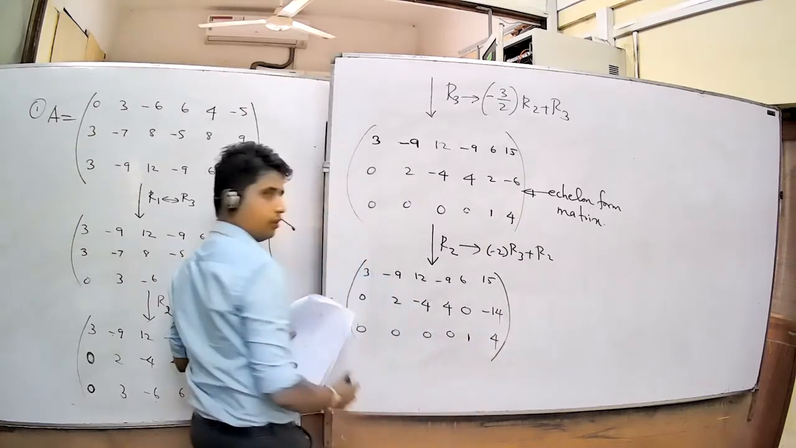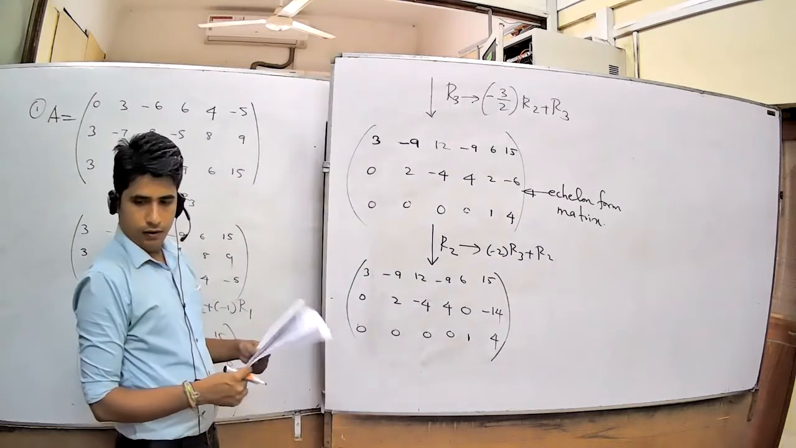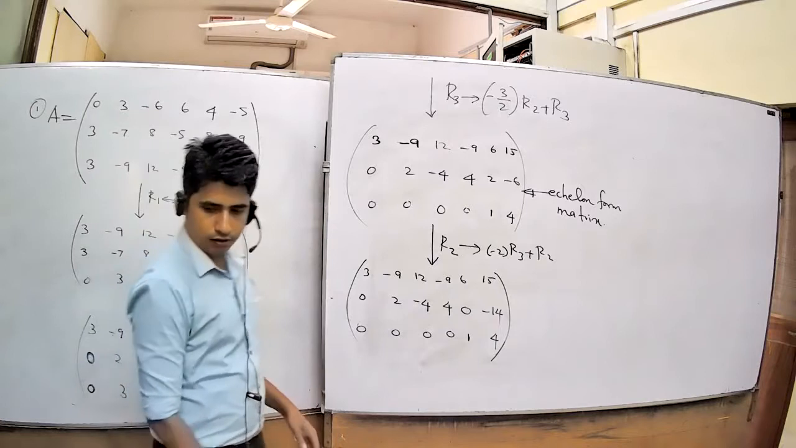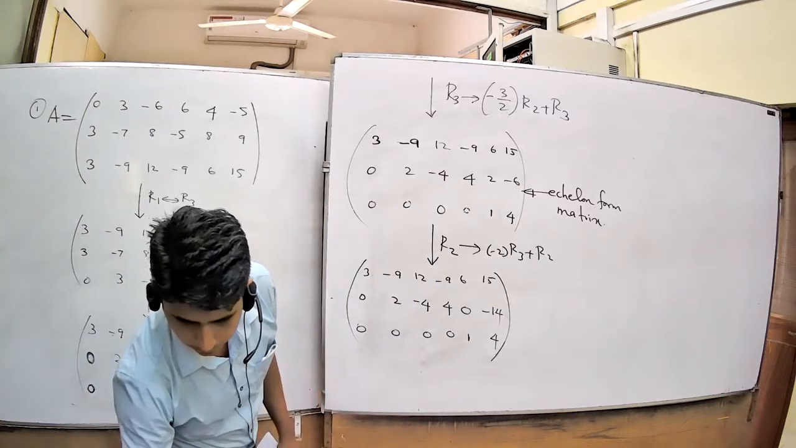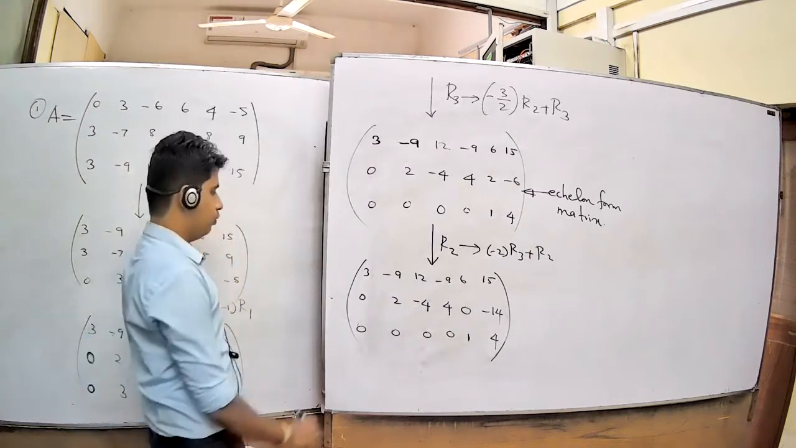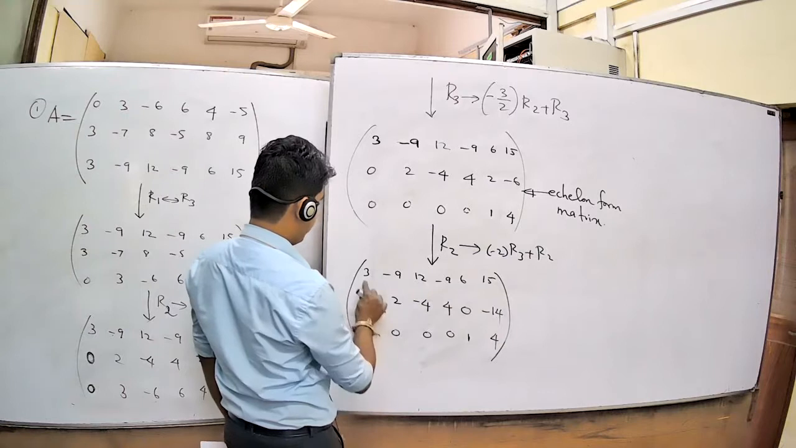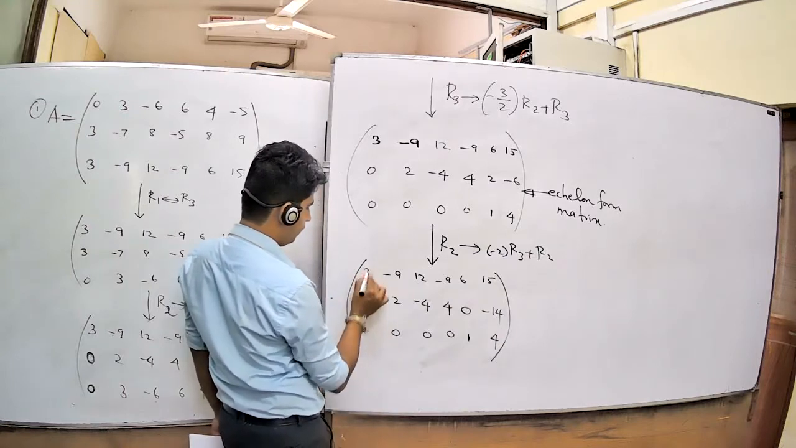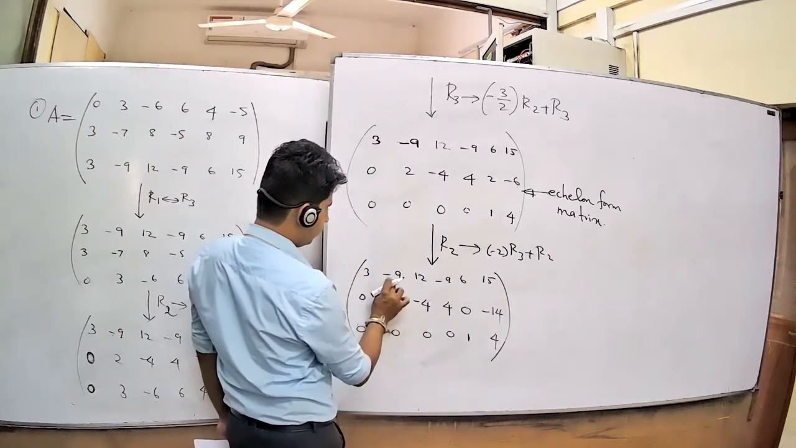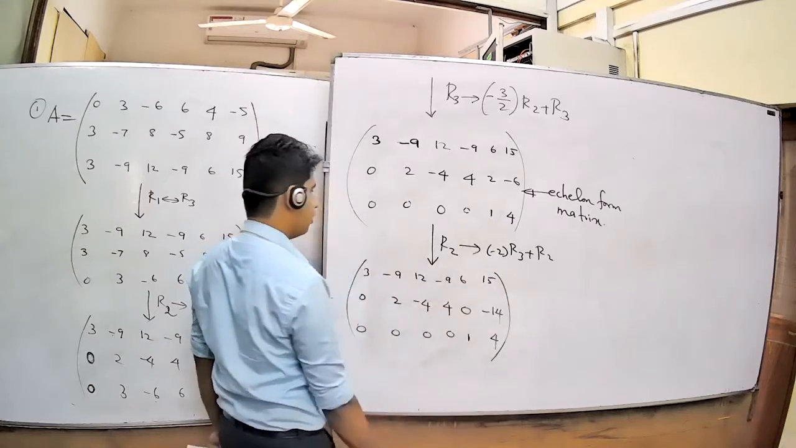I already mentioned. You want to find the row reduced echelon form. Therefore, you want to get here 1. Value is 1 here. Here also 1. This value should be 0. Here should be 0. Then that is your row reduced echelon form.